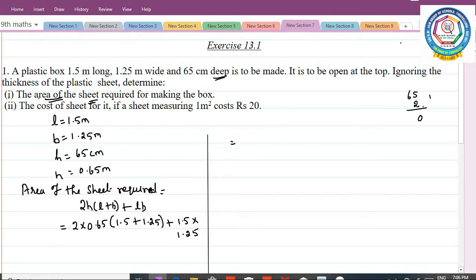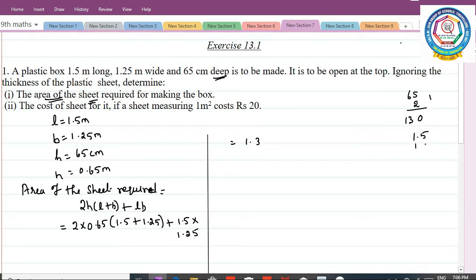5 2s are 10, remaining 1. 6 2s are 12 plus 1, 13. After decimal, 2 places, so you have to put after decimal. So 1.3 should come. Next one, 1.5 plus 1.25.